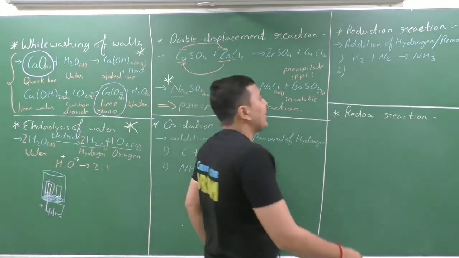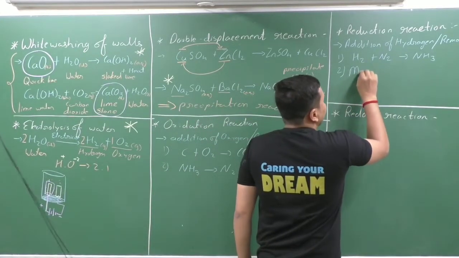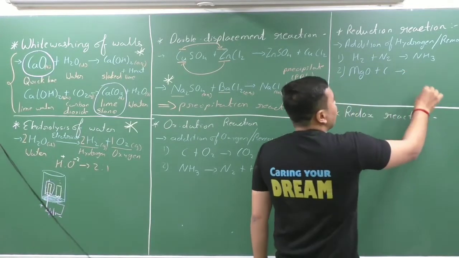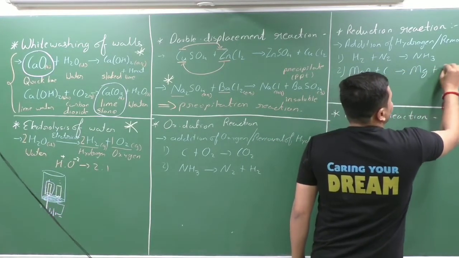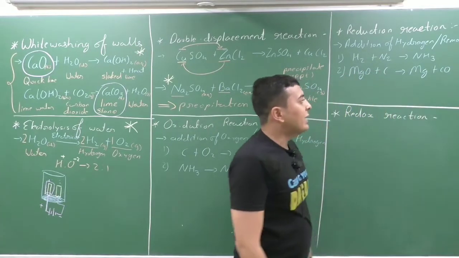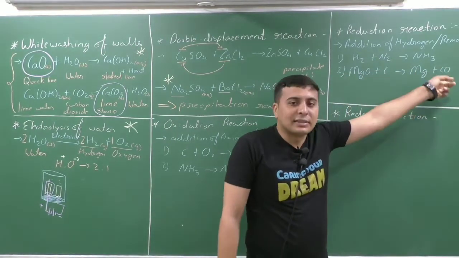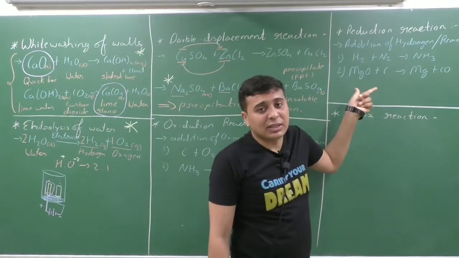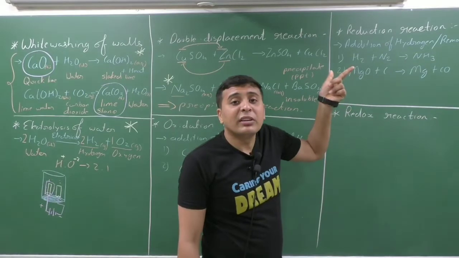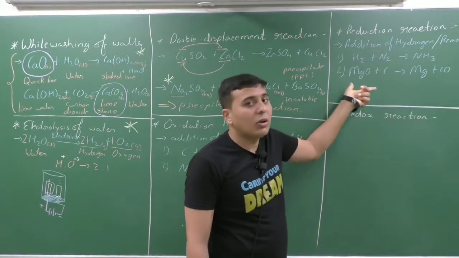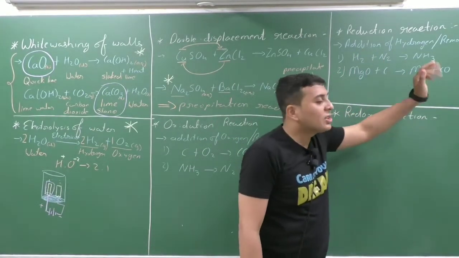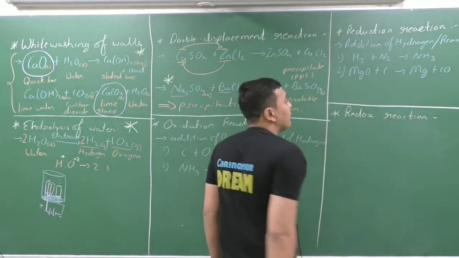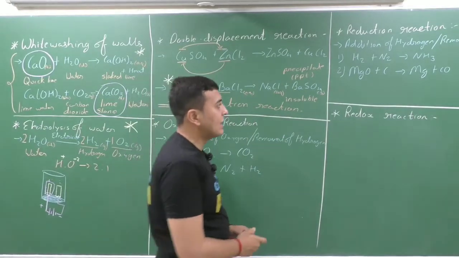So what can we take, for example, magnesium oxide? When magnesium oxide reacts with carbon, it forms magnesium plus carbon monoxide. See, it doesn't mean that O2 should be released. Oxygen is removed from the magnesium oxide. So the reduction takes place. But reduction takes place of which compound? Of magnesium oxide. Clear? Getting it?